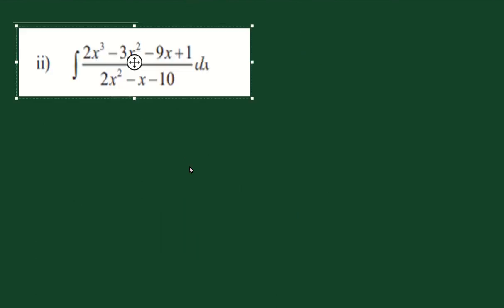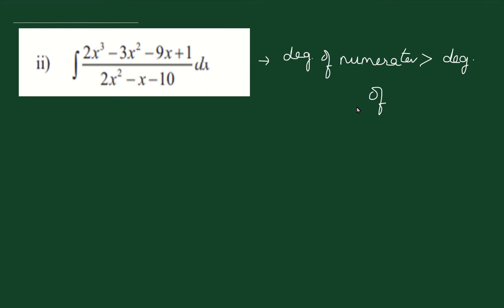The second sum in question number 5, okay, that is the integral of 2x cube minus 3x square minus 9x plus 1 upon 2x square minus x minus 10 dx. Now, in this case, we see that the degree of the numerator is greater than the degree of the denominator. As you can see, the degree of the numerator is 3. X cube term is there, so it is 3. And in the denominator, the x square term is the highest term. So, degree is 2. So, degree of numerator is greater than the degree of the denominator.